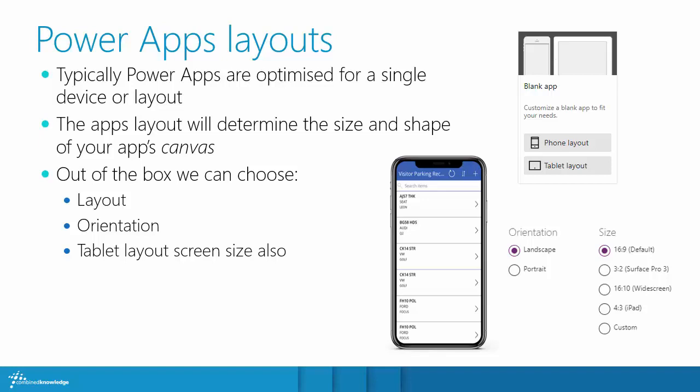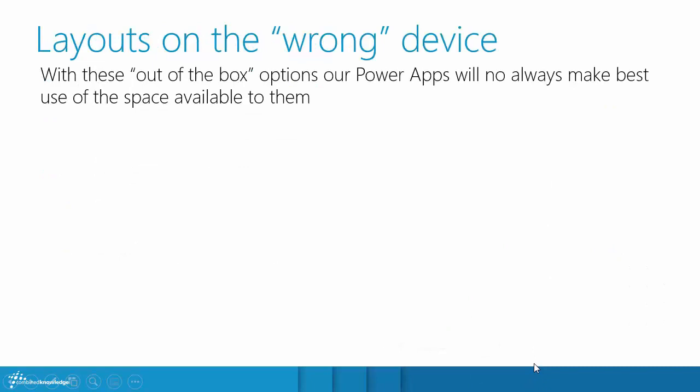Now, the problem with this, like I said, is that if we try to use our apps on different devices, we're going to have a different experience. Typically what we'd have had to do in the past is create two different apps that work with the same data source in exactly the same way, but with the layout optimized for those different devices. So let's look at what our Power Apps will actually look like on a different or wrong device.